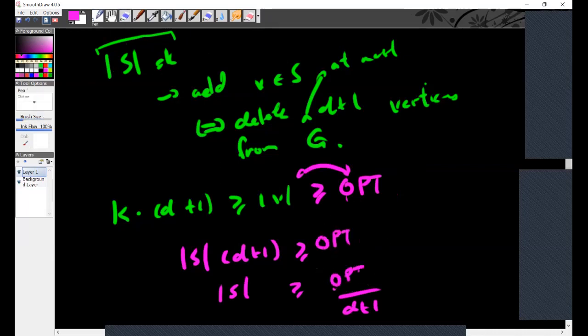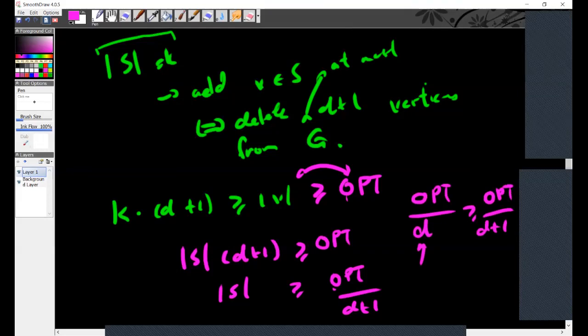Okay, so if you're a student from last semester, this is how you solve it. Now, if you're a student from my semester, this is not enough because they want you to show a D approximation, not a D plus 1 approximation. So this is not good enough, because notice that OPT over D is actually bigger than OPT over D plus 1. You're dividing by a smaller value, so your reduction in value is smaller.